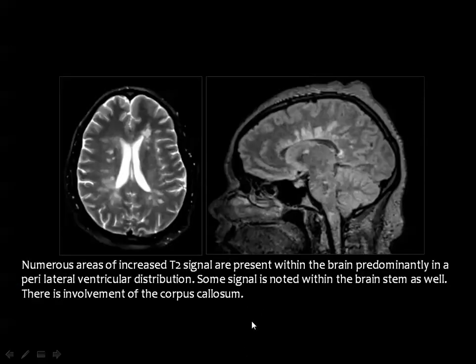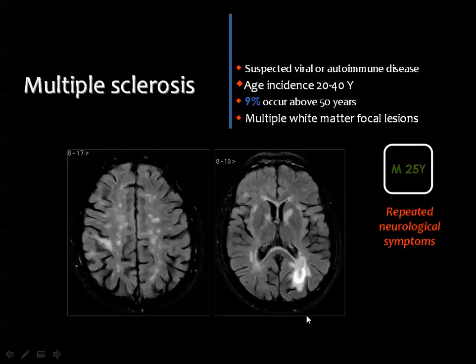It presents by the presence of multiple foci, or demyelinating foci of high signal in the T2 and the FLAIR images, particularly perpendicular to the ventricular wall and involving the region of the corpus callosum, as you can see here. And some of these lesions may occur in the brainstem as well as in the cerebellar hemispheres.